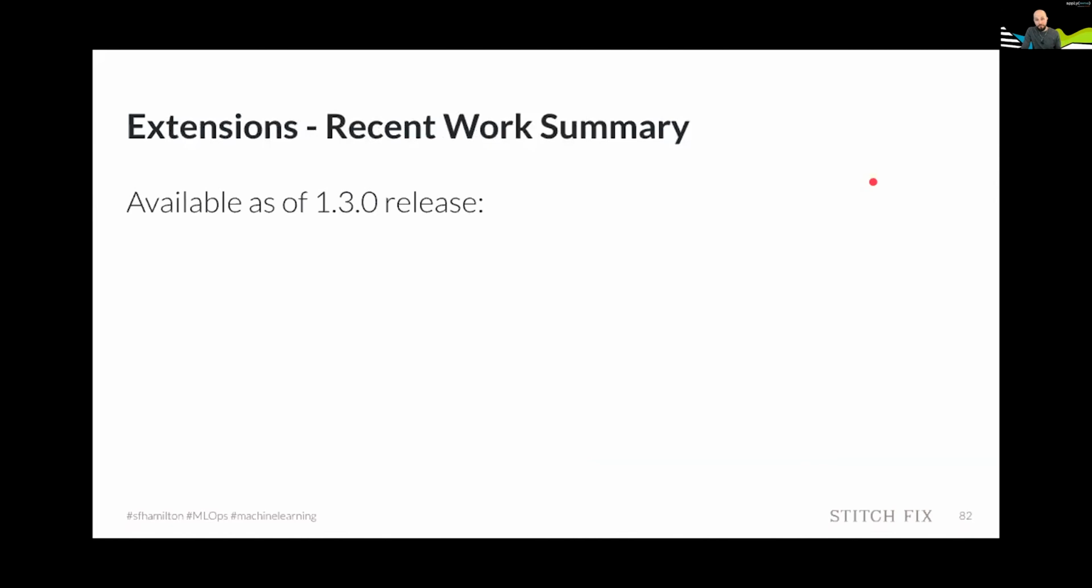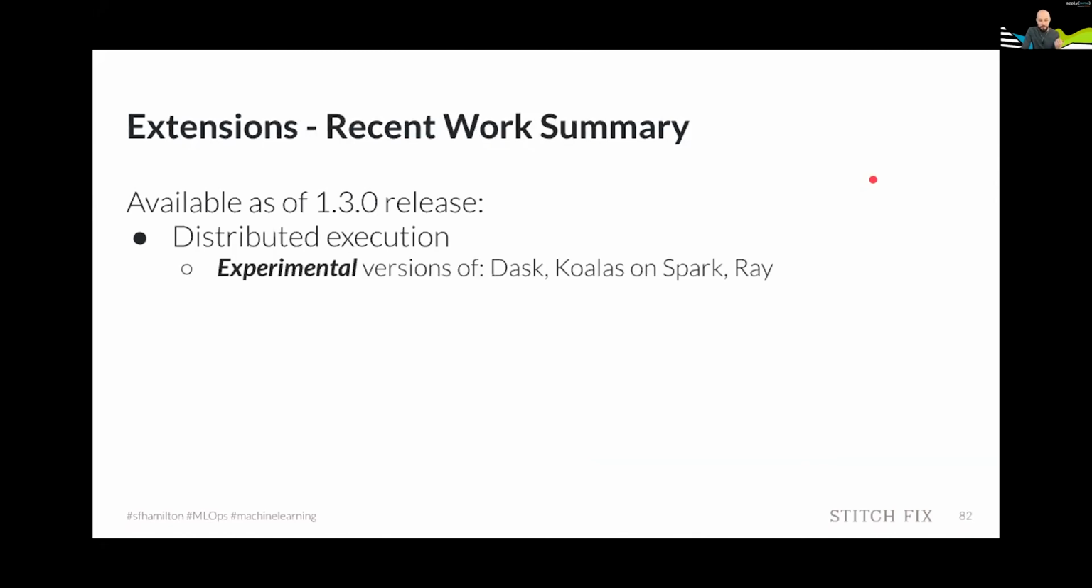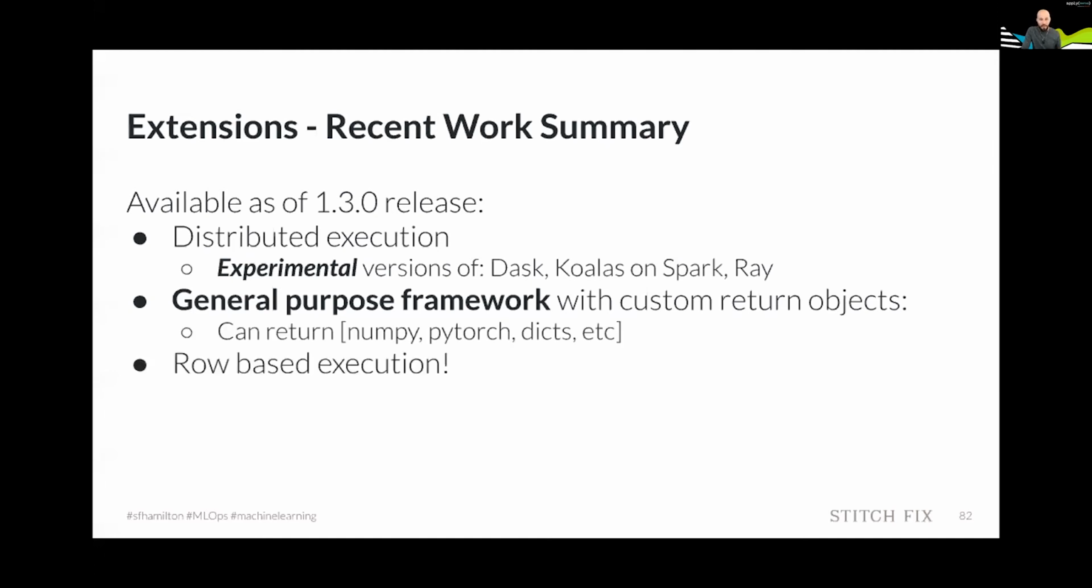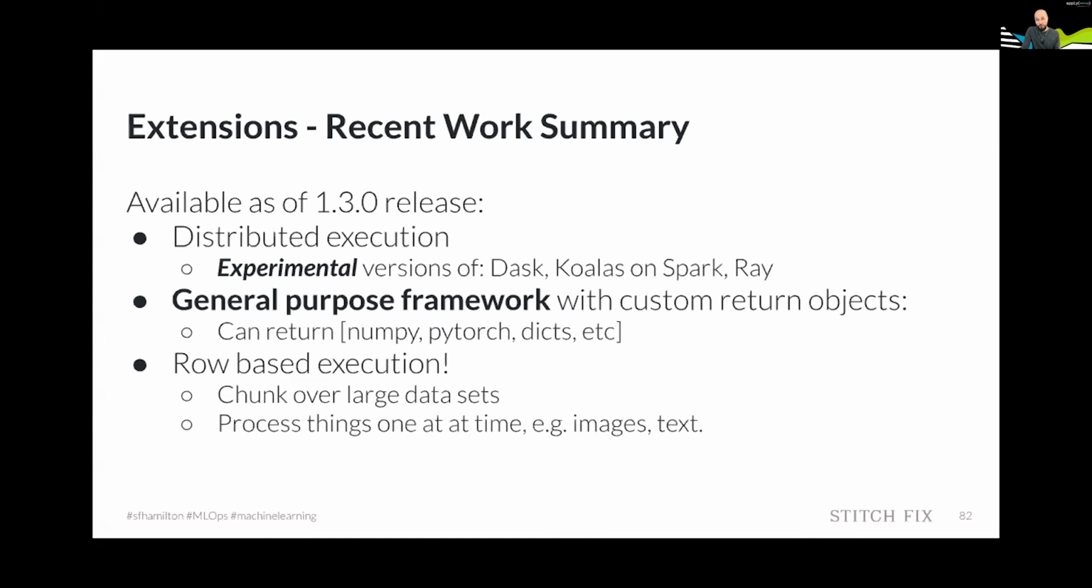So in short, as of the 1.3.0 release, Hamilton now scales for distributed and parallel execution with experimental versions of Dask, Koalas, and Ray. And it becomes a general purpose framework since you can return any object type now: NumPy, PyTorch, dictionaries, you name it. And we also enabled row-based execution. So this gives you another way to chunk over data sets or process things like images or text.